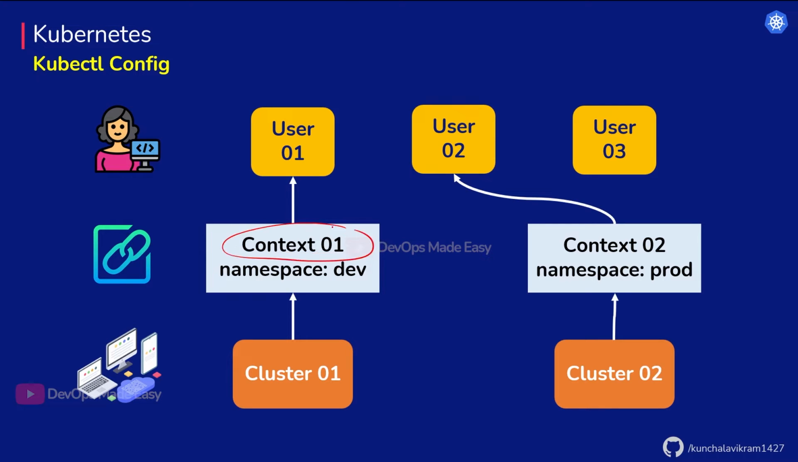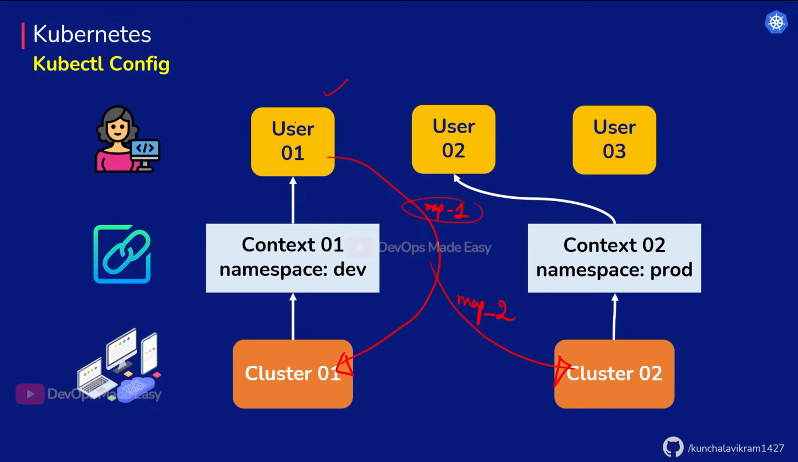So what will this do? A context will map a user to a particular cluster. For this mapping, let's say I'm naming it map_1. This is not the actual naming convention. I'm just assuming map_1 is the context name that maps this user to this cluster. Let's say this user 01 also has access to cluster 02. For this mapping, I'm naming it map_2.